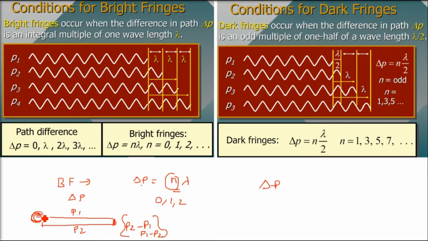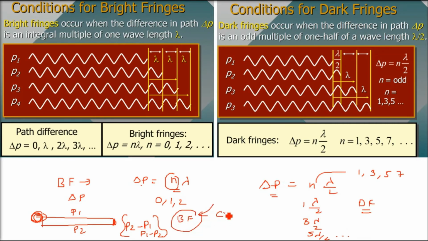Now coming to the dark fringes. Same path difference, p2 minus p1 or p1 minus p2, whichever is higher, the difference of these two, if it is equal to n lambda by 2, and if you see the figure also, the distances of these two, if this is lambda by 2, n changes here. n is not a whole number. n is an odd number. Please remember, n is an odd number: 1, 3, 5, 7. So 1 lambda by 2, 3 lambda by 2, 5 lambda by 2. So if delta p, the path difference, is n lambda by 2, then you will get a dark fringe.